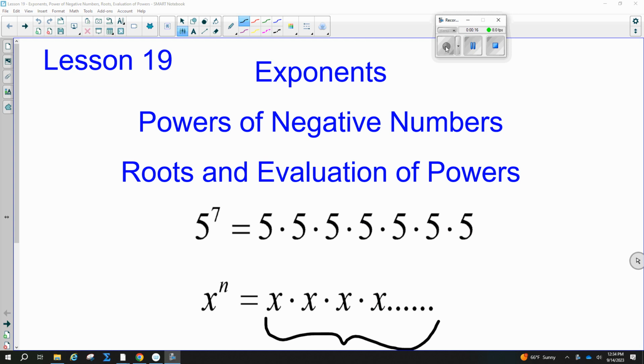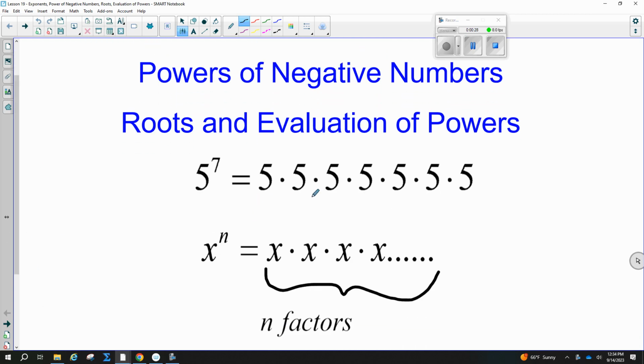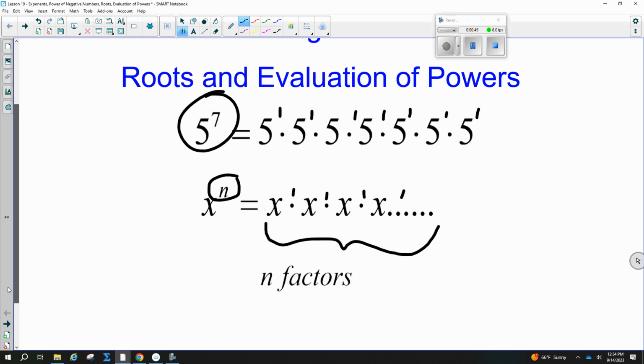All right. Exponents, powers of negative numbers, roots, and evaluation of powers. All right. So 5 to the 7th, you guys, is the same as 5 times 5 times 5 times 5 times 5 times 5 times 5. So what do we do with our exponents here to write it like this? You add them, okay? Anytime you're multiplying a bunch of x's, it's always however many there are, you're adding them all up to get that n, okay? It's just kind of a rule of exponents.